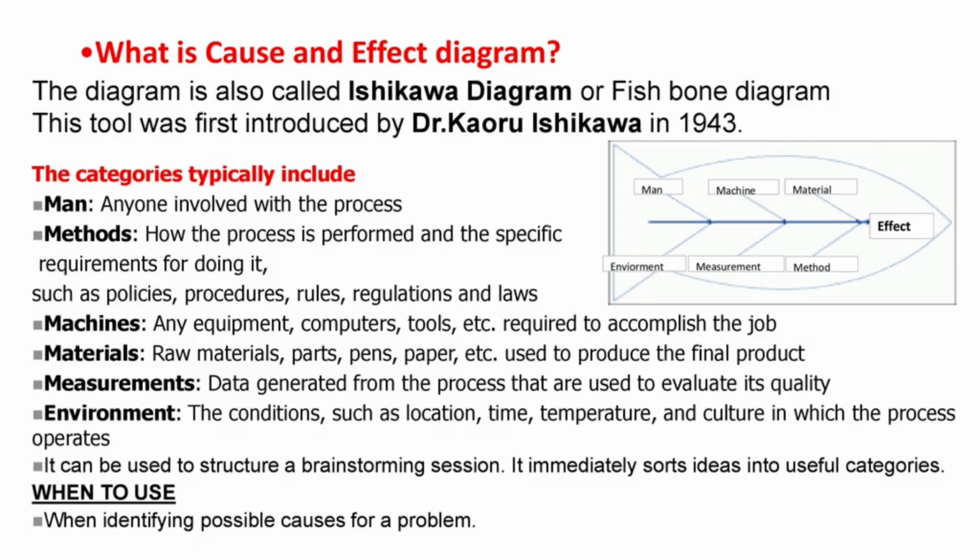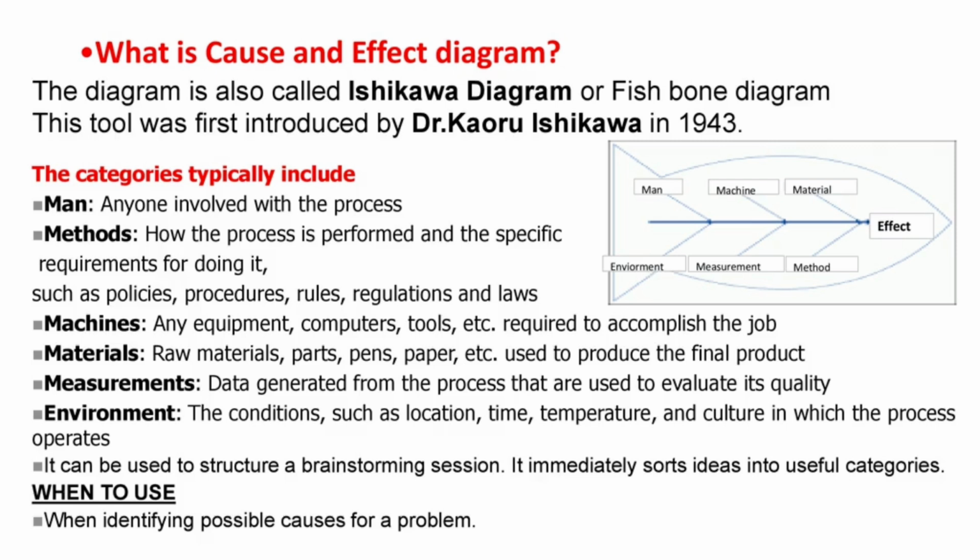Next is the cause and effect diagram. What is it? The diagram is also called the Ishikawa diagram or fishbone diagram. A fish shape will be there. The tool was first introduced by Kaoru Ishikawa in 1943. In these categories, man, method, machine, material, measurement, environment will be there.